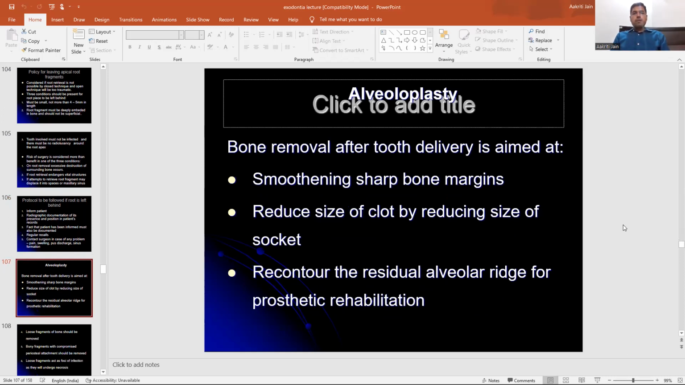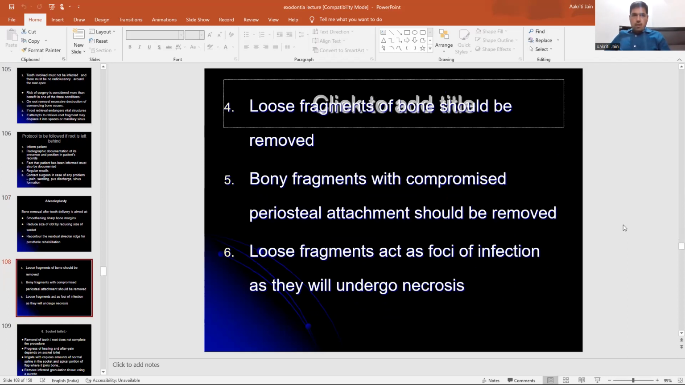Now, bone removal after tooth delivery is aimed at smoothing sharp bone margins, reducing the size of the clot by reducing the size of the socket, and recontouring the residual ridge for future prosthetic rehabilitation. Loose fragments of bone should be removed. Bone fragments with compromised periosteal attachment should be removed. Loose fragments act as foci of infection as they will undergo necrosis.